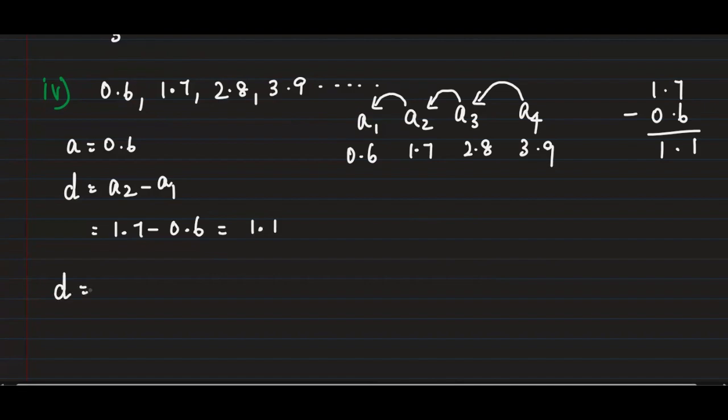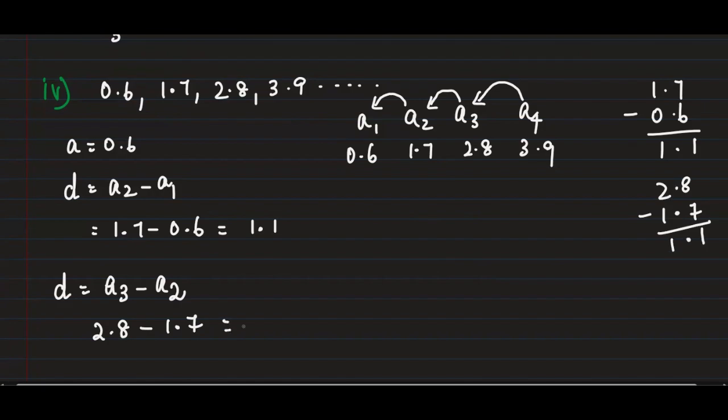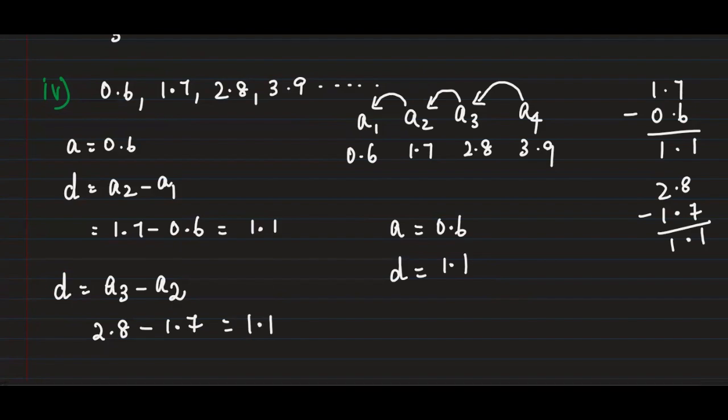Or we can find D value as A3 minus A2 also. A3 here is 2.8. So 2.8 minus 1.7. What is 2.8 minus 1.7? 8 minus 7 will become 1, and 2 minus 1 will become 1. So again positive 1.1. So for this question, value of A will be 0.6 and D value will be 1.1. Fine, clear, easy.